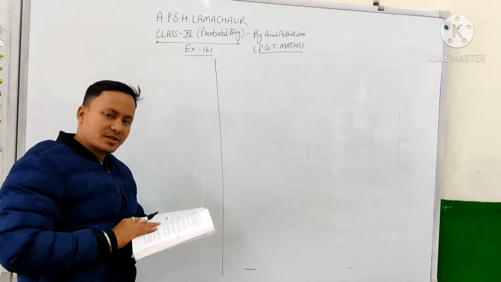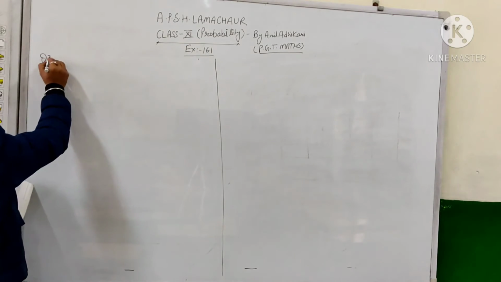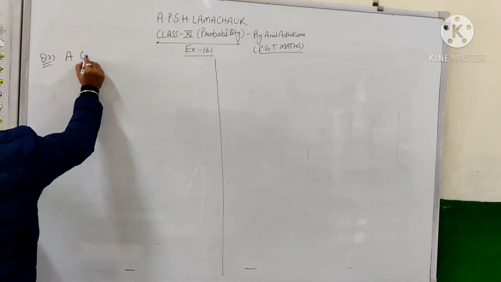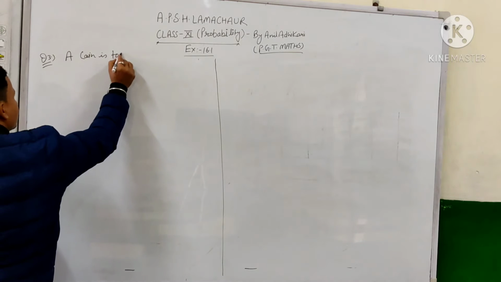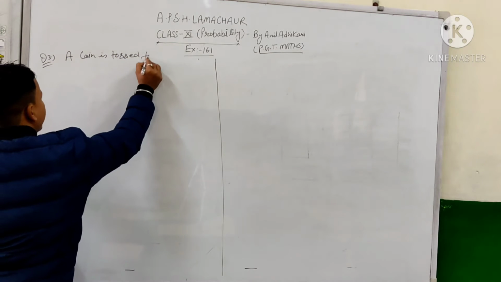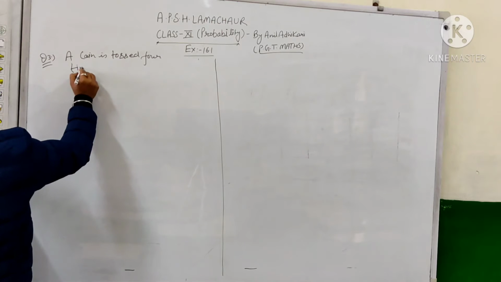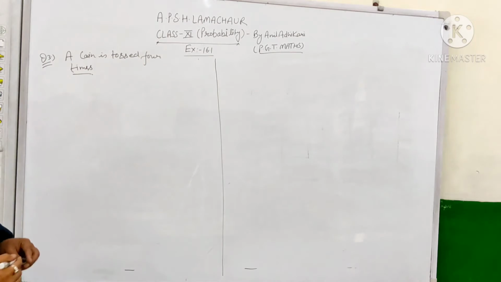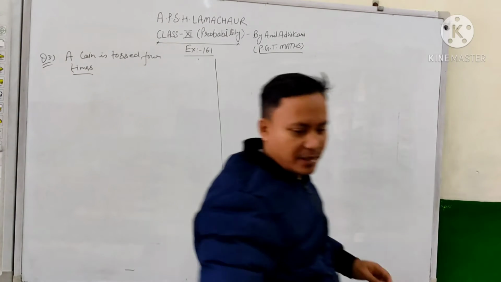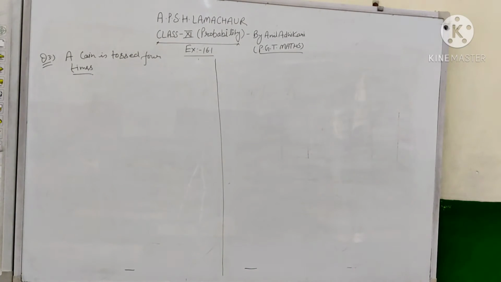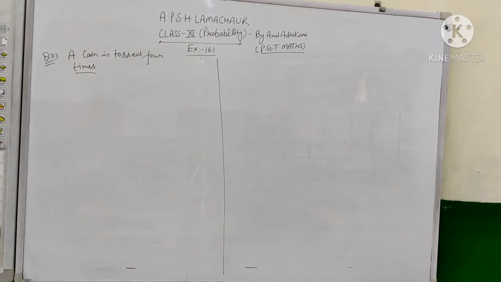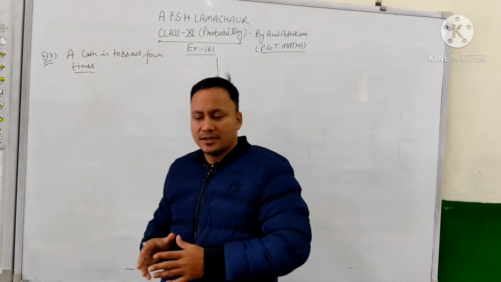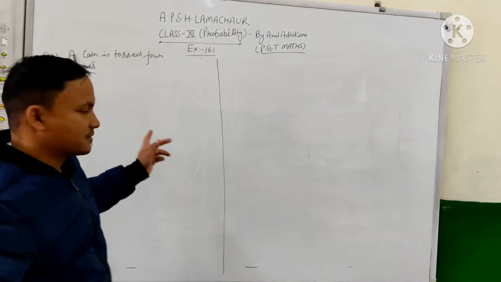So the next question is question number 3. A coin is tossed 4 times, and we have to make a sample space for this particular experiment. So let's start it. So dear student, this is our next question. A coin is tossed 4 times. Now we have to make a sample space for this particular experiment.